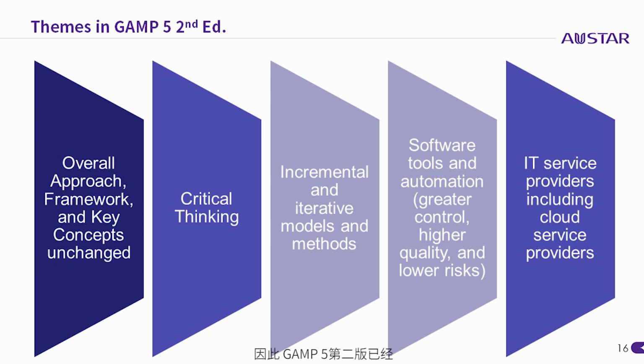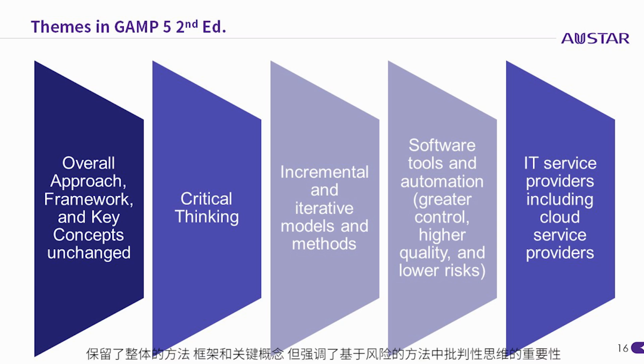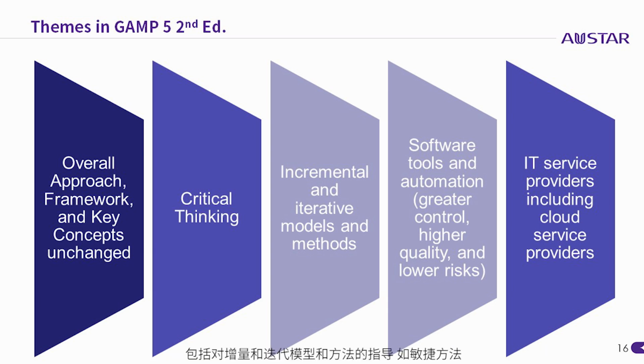Consequently, GAMP 5 2nd edition has maintained the overall approach, framework and key concepts, but emphasized the importance of critical thinking as major part of the risk-based approach. Included guidance on incremental and iterative models and methods such as Agile. Addressed software tools and automation for greater control, higher quality and lower risks. And finally, they updated the sections for IT service providers, including cloud service providers.